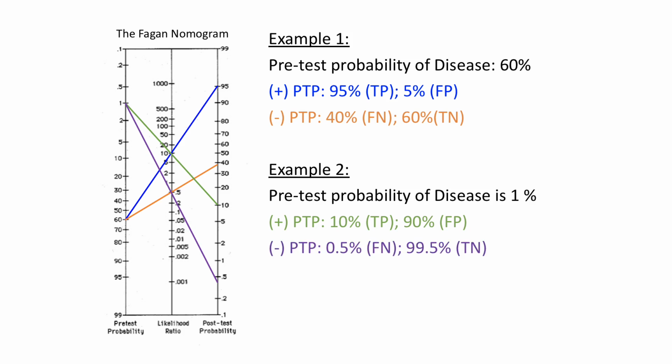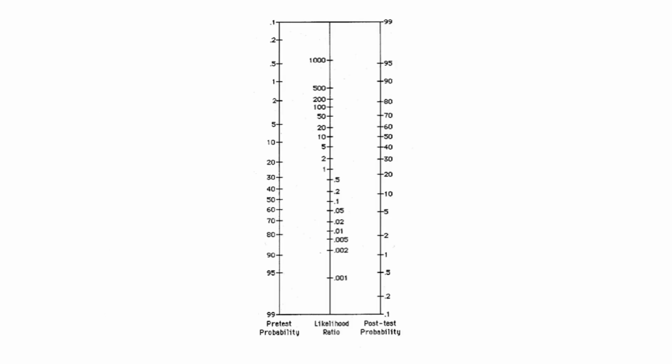Let's examine the negative post-test probability in the setting of a low prevalence. In this case, the false negative rate is 0.5%. This means that the true negative rate is 99.5%. So in this case, you are very reassured from a clinical standpoint if the test is negative. So think about the Fagan Nomogram and how the relationships between pre-test probability, likelihood ratio, and post-test probability all come together to help you make the right decision for your patient.